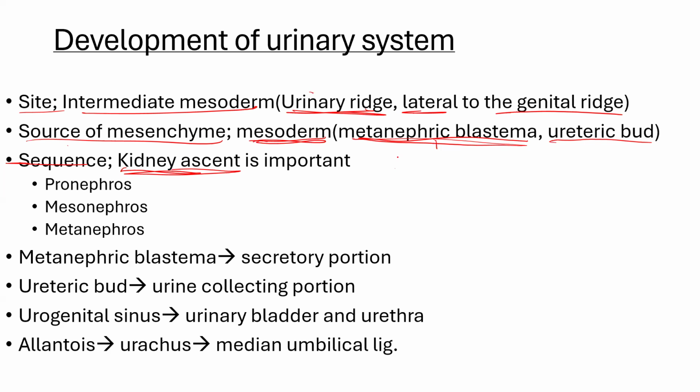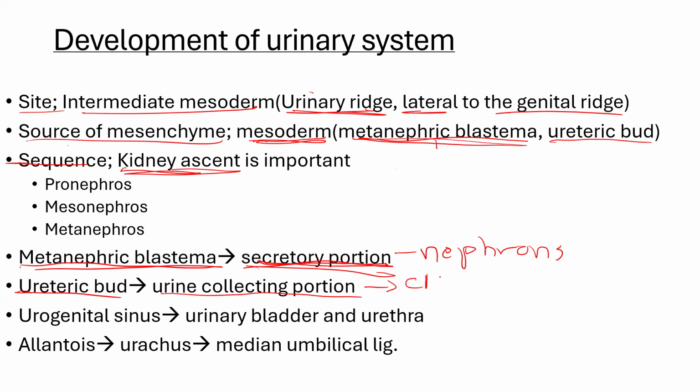Okay, then the metanephrons are found in the pelvis, where they arise as a metanephric blastema. So you have some collection of metanephrons. They collect to form this bundle. It's like an aggregate of metanephrons known as the metanephric blastema, which now gives rise to the secretory portion of the kidney, the nephrons. The ureteric bud, on the other hand, gives rise to the urine collecting portion. So anything from the collecting duct to the ureter.